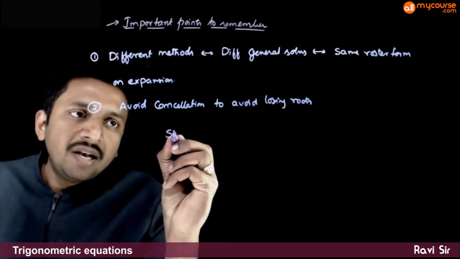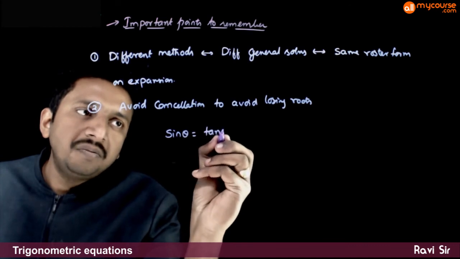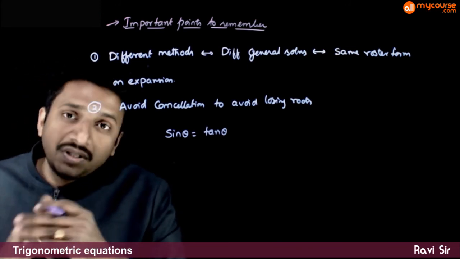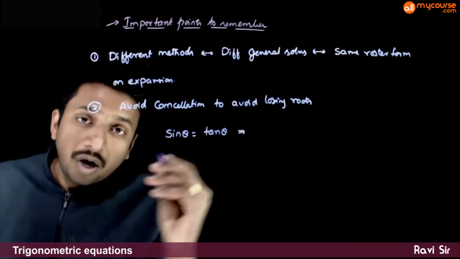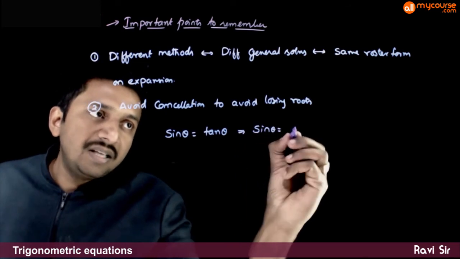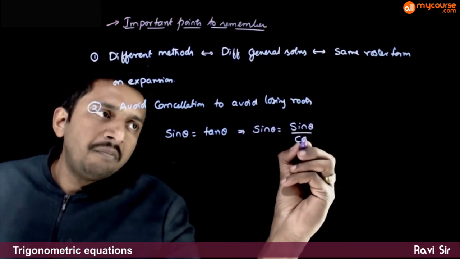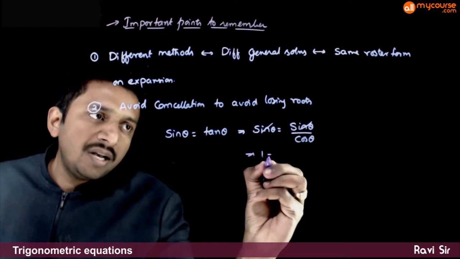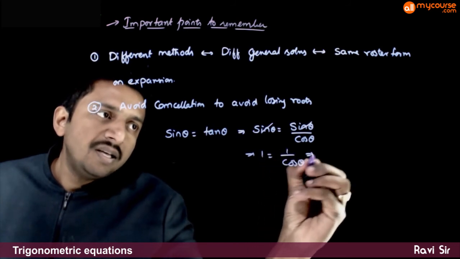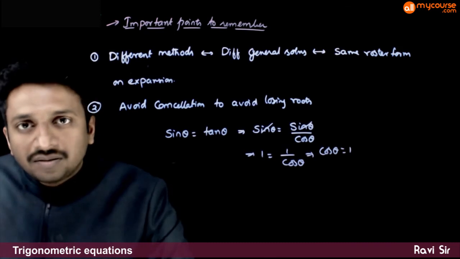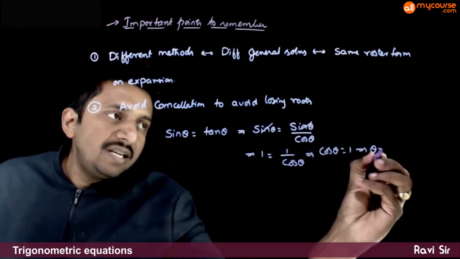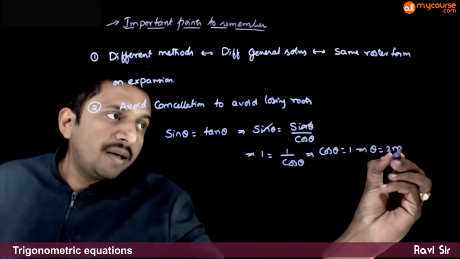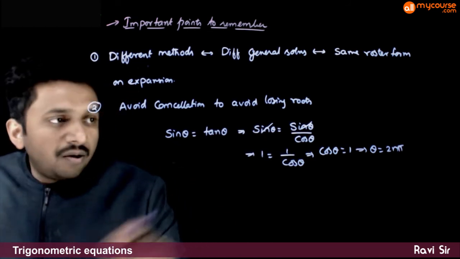For example, let us say that sine theta is equal to tan theta. This is the trigonometric equation that you're given. What is the solution for this? So what you should not do is write sine theta is equal to sine theta by cos theta, so I'll cancel this sine theta out. This implies 1 is equal to 1 by cos theta. This implies cos theta is equal to 1. And this implies theta is equal to, for what values cos theta will be equal to 1? 2n pi. Even multiples of pi, cos theta is equal to 1.